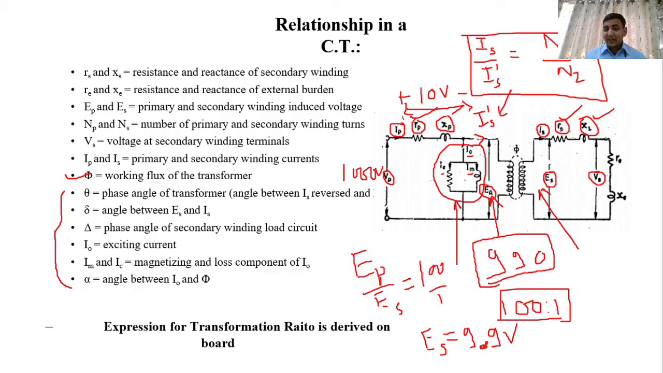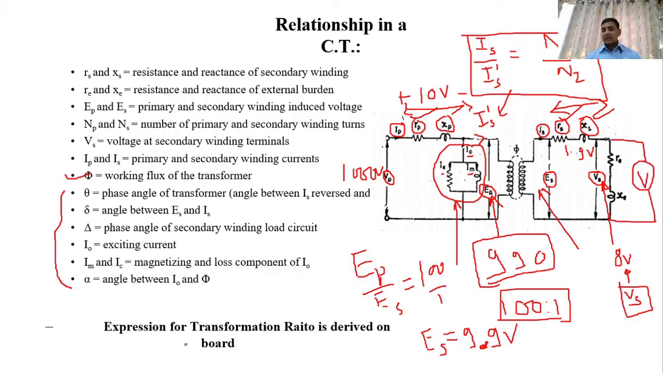Now again, the secondary resistance representing copper loss in the secondary winding, and XS the leakage reactance, cause another voltage drop in our secondary winding. Assume it to be about 1.9 volts. Now the remaining voltage is 8 volts in our secondary, which is VS. This voltage is measured by our potential transformer provided on our secondary side.